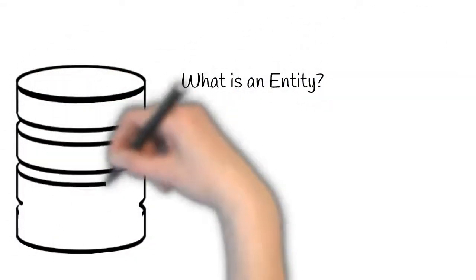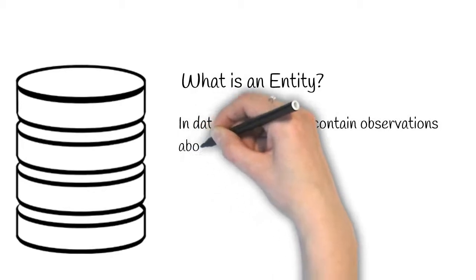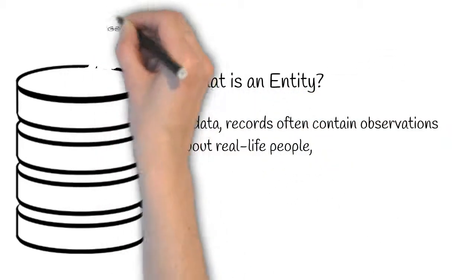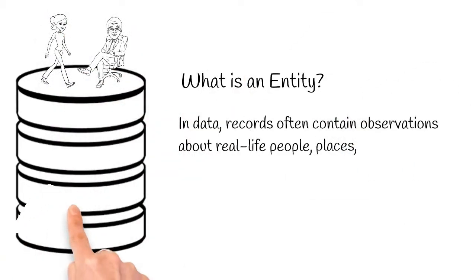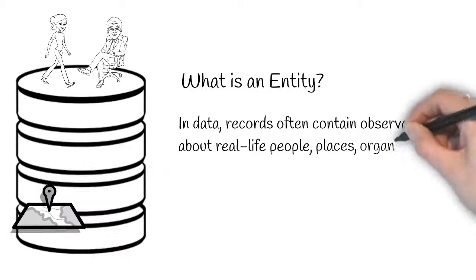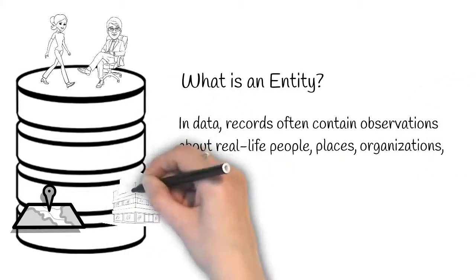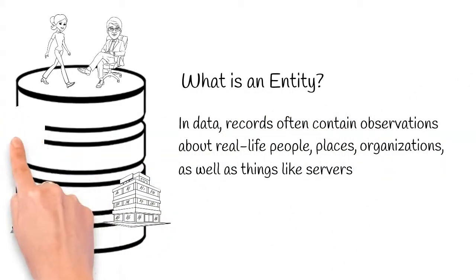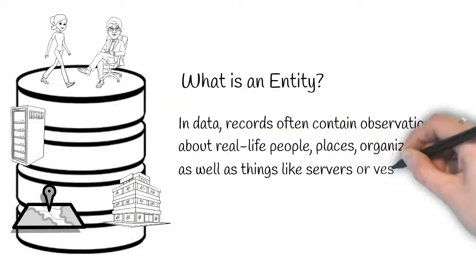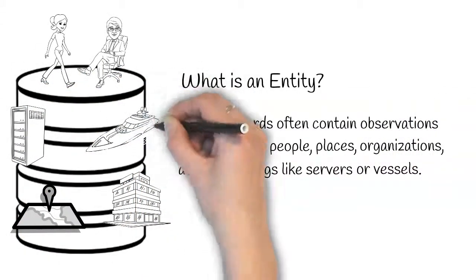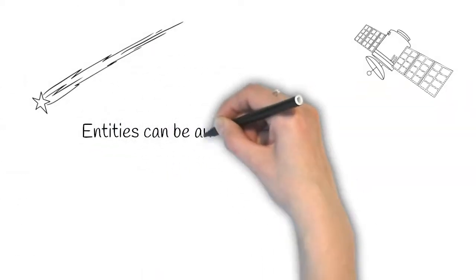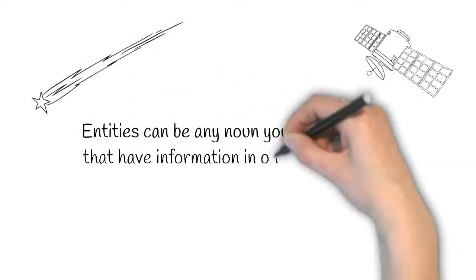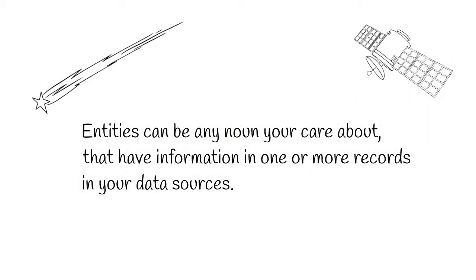What is an entity? In data, records often contain information about real-life people, places, organizations, as well as things like servers or vessels. These are all examples of entities. Entities can be any noun you care about that have information in one or more records in your data sources.